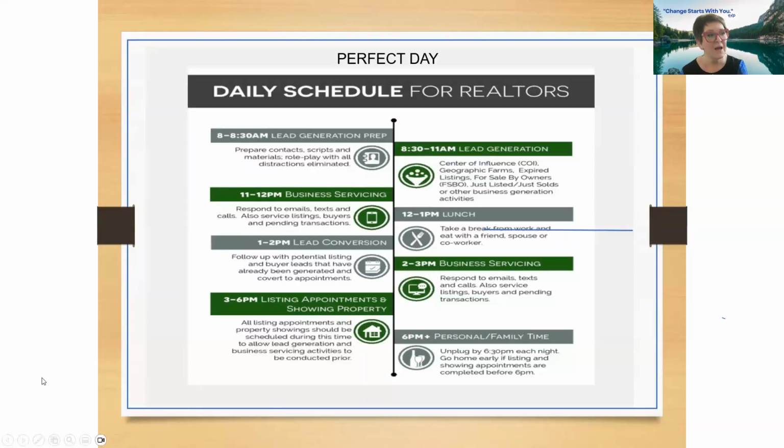Calm down. 1 to 2 is lead conversion, following up with people, setting appointments, business servicing. 2 to 3, again, continuing on with responding to emails, texts, and calls. 3 to 6, listing appointments and showing property, and 6 plus is personal family time. There's probably not an agent on this call that has this kind of a schedule, but it's an ideal. It's something to work towards, right? So at least you have an idea of what a schedule should look like.